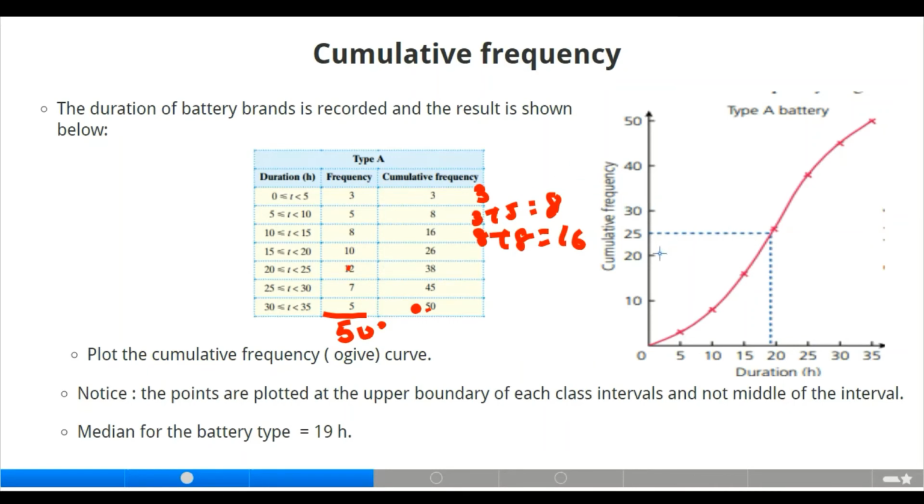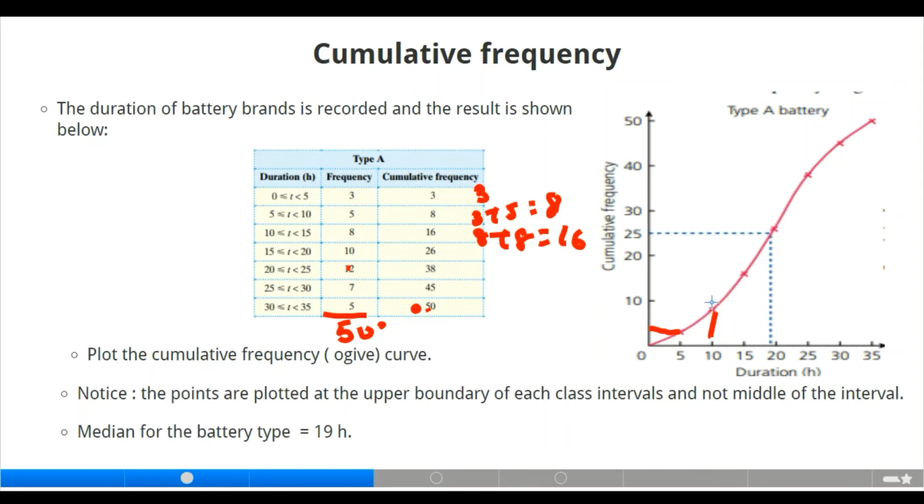Okay, so we can now plot with this. We are using the cumulative frequency against the duration. When we have 5, the cumulative frequency is 3, so we have our 3 here. When we have the cumulative frequency to be 8, the time frame is 10, so we have it here. When we have the cumulative frequency to be 16, we have the time frame to be 15. So we have it like this. When we have the cumulative frequency to be 26, we have time to be 20, so we have it under 20. So we have 26 and so on and so forth.